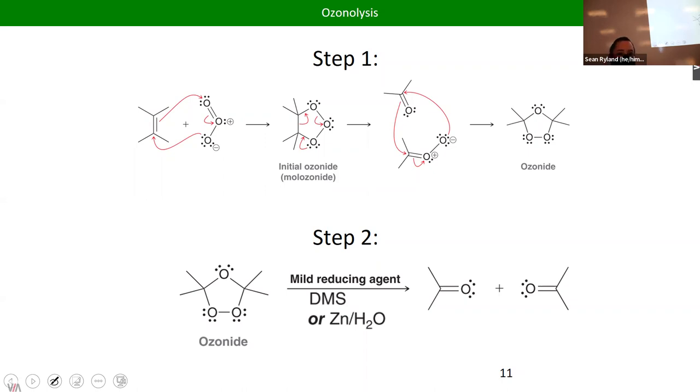When you said the mechanism is not fully understood, what does that mean? It means we don't know how to draw those arrows. We could draw the red arrows, but we don't know. There are a couple possible ways we could go about it, and we don't know which one's right yet.